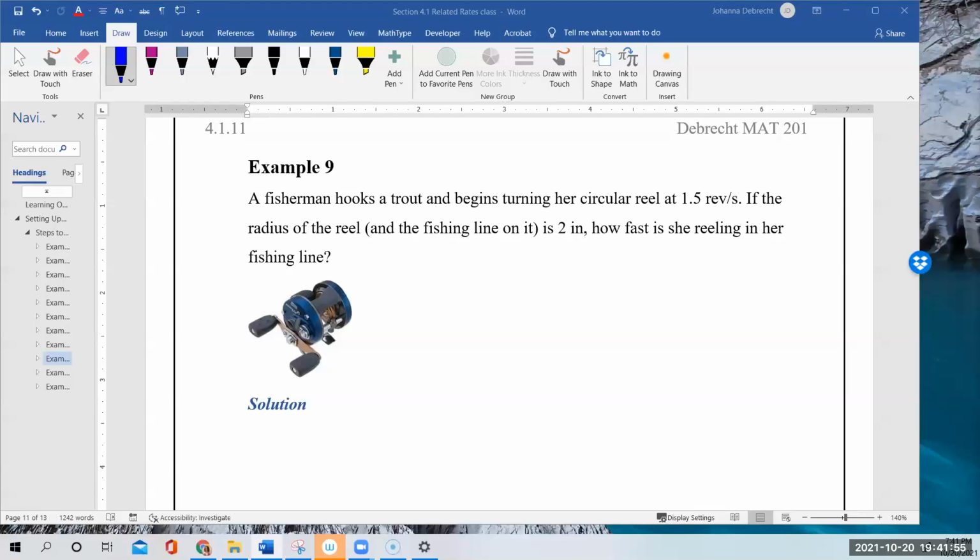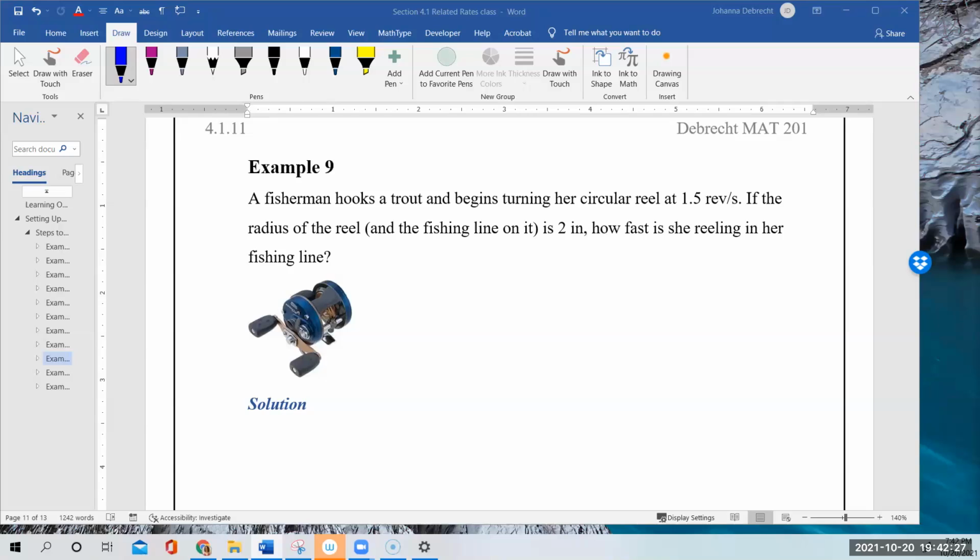Let's move on now to example 9, which is an example that often stumps students when they're looking at these kinds of problems. However, example 9 is really not as difficult as it at first appears. The trick is understanding what it is they're asking about the rate of change in, and understanding how to relate the circumference of a reel and the number of revolutions to that change.